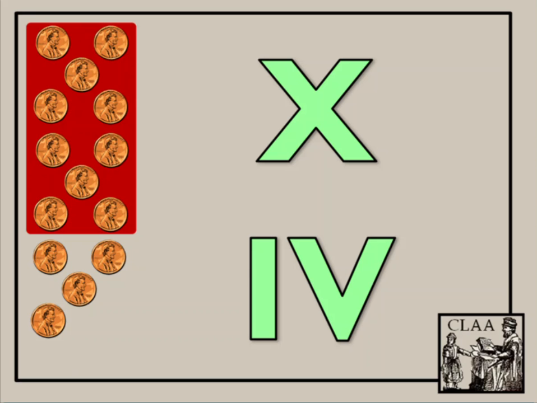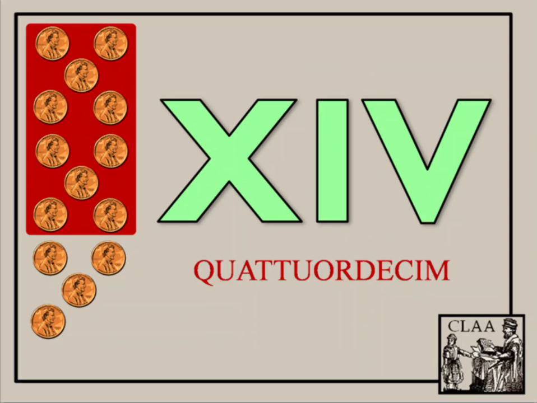What happens when we put these symbols together? When we put these symbols together, we write the Roman numeral quatuordecim. That's a big word, but you can see it's just made up of the word quatuor, meaning 4, and decim, which comes from decem, meaning 10. Quatuor decim, or 10 and 4. Quatuordecim.